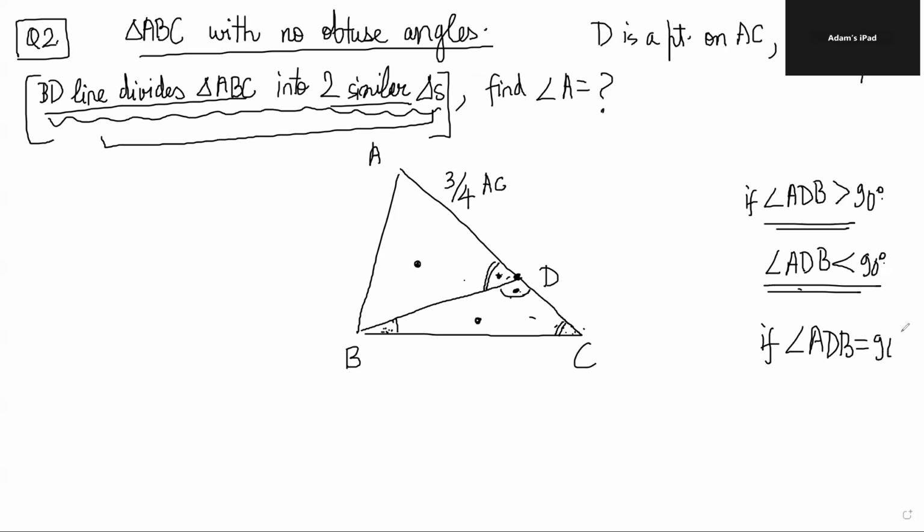Because if it is equal to 90, then this is equal to this. Then there is a possibility of similar triangles at least. Do you understand what I'm saying? Okay, so then what we will say is angle ADB is equal to angle CDB is equal to 90.